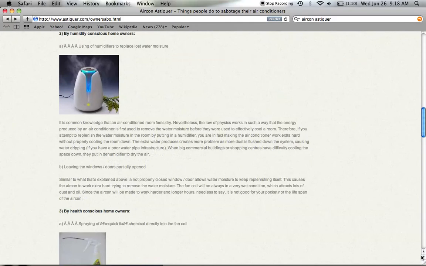Another common problem people face with the aircon is to leave the windows or doors partially open. That's not good, because it will introduce the moisture back into the room, which causes the aircon to work exceptionally hard. And some people do that because they feel that the aircon is very dry. So we're back to square one, the same old problem.